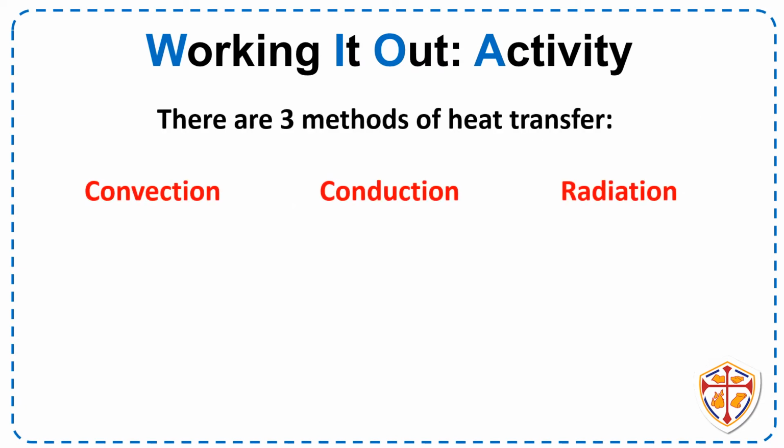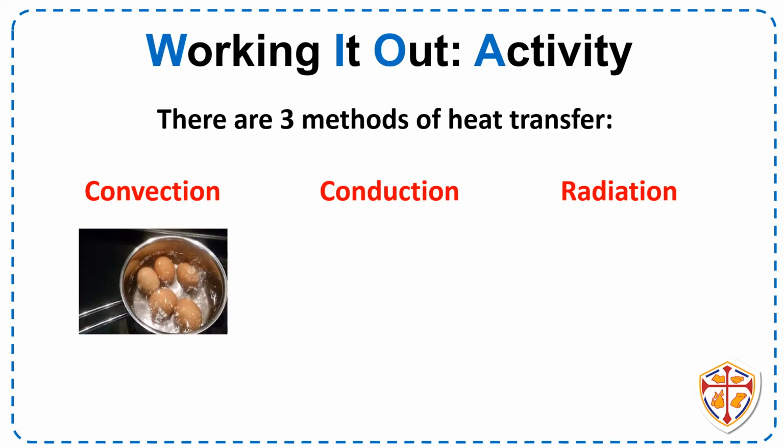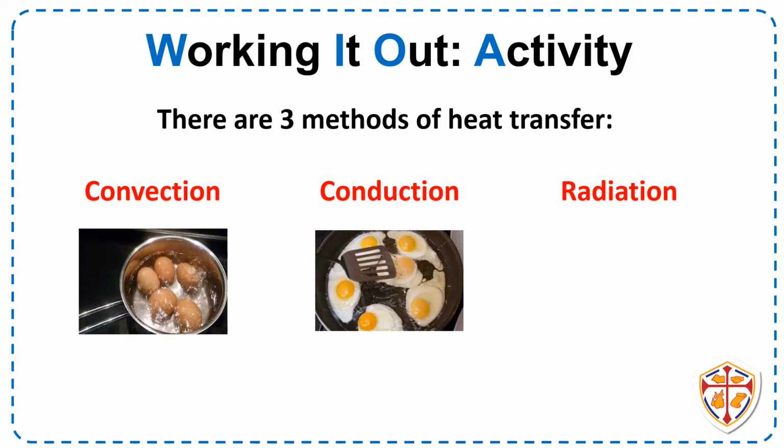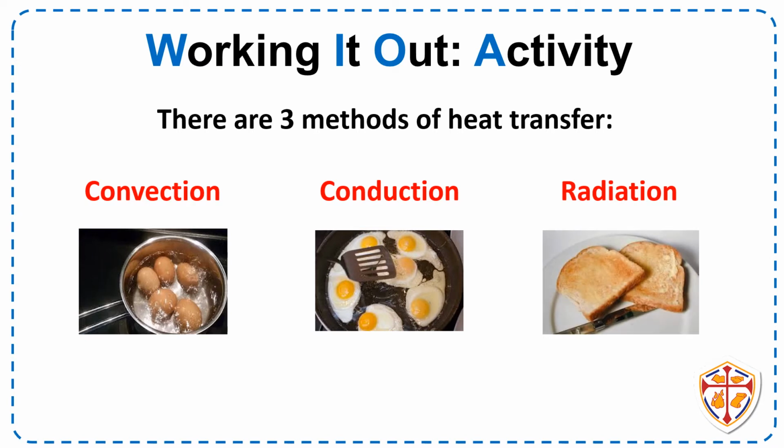There are three methods of heat transfer. Convection, this is when the environment, such as hot air circulating in an oven, or water, or oil, are all heated up. This method would be used for baking a cake or boiling an egg. Conduction is when heat is transferred directly. A good example of this would be dry frying bacon or frying an egg. Radiation. This is when the heat radiates. This happens when bread is placed under the grill and is converted into toast.